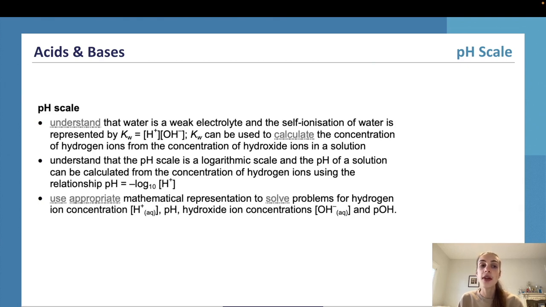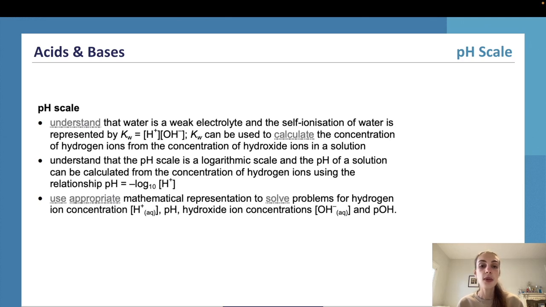So now we need to look at the concept of the pH scale. We need to understand that water is a weak electrolyte and that the self-ionization of water can be represented by Kw equals H+ concentration times OH- concentration. That being the constant for water: the hydrogen ion concentration times the hydroxide ion concentration.